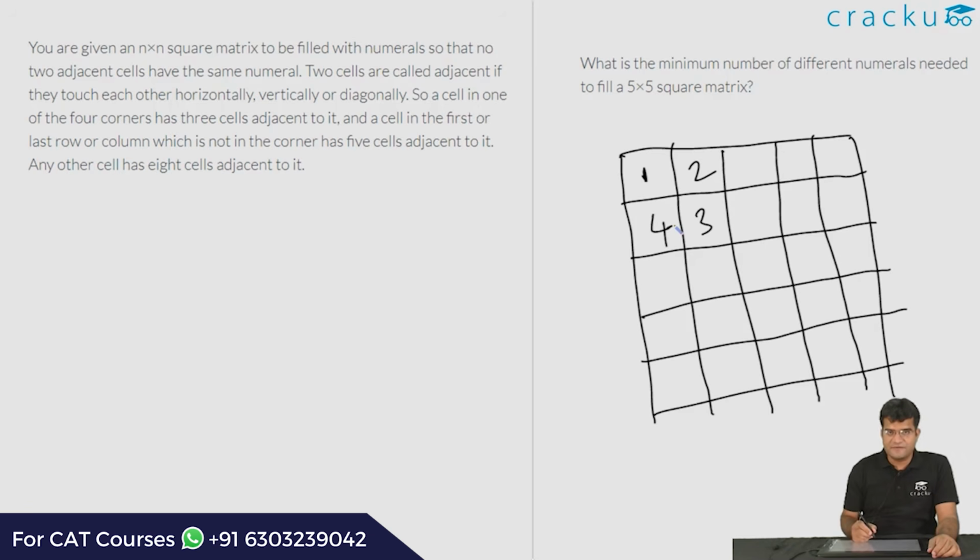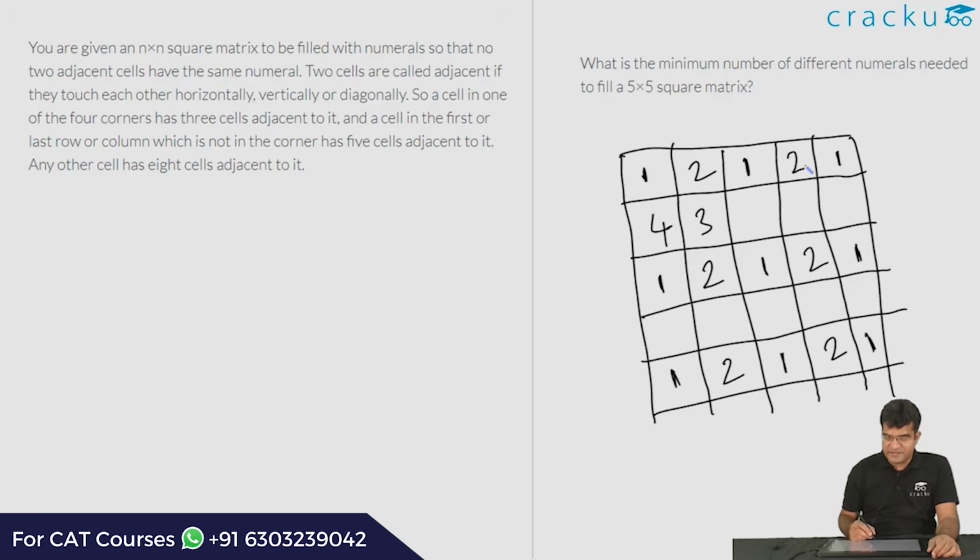Now let us try to fill 1 in as many places as we can such that they are not adjacent to each other. This number can be 1, this number can be 1, this can be 1, and so on for the rest of these cells. Notice that none of the cells which have 1 in them are adjacent to each other. Now let us try to use 2 in as many places as we can. This number can be 2, this can be 2, this can be 2, this can be 2 and this number can be 2.